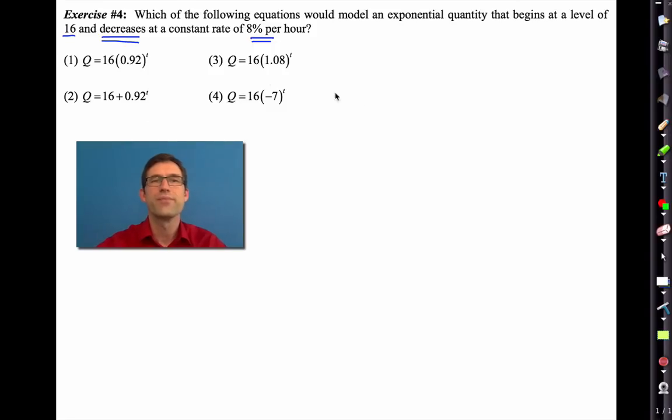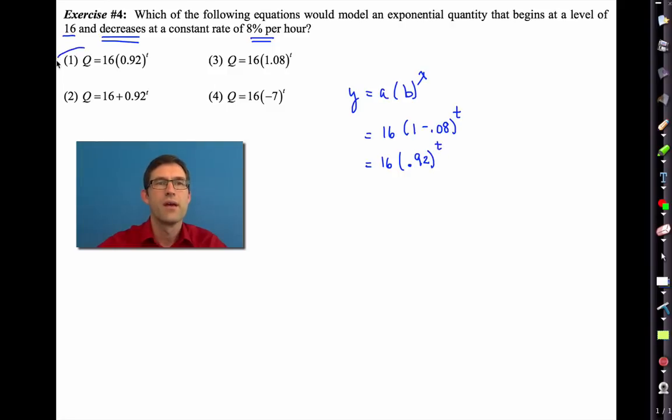All right, let's go through them. So y equals a times b to the x. a is always what you start with, 16. In this case, b will be 1 minus 0.08 raised to the t. That's going to be 16 times 0.92 raised to the t. That's going to be choice 1. Remember, if we're going down by 8% per hour, that means we have 92% remaining. Okay? So that's a good check for you. Did you get that question right? All right. I'm going to clear out the screen.